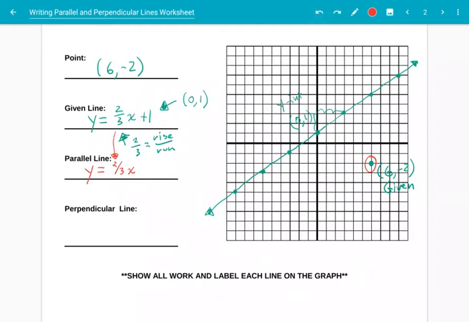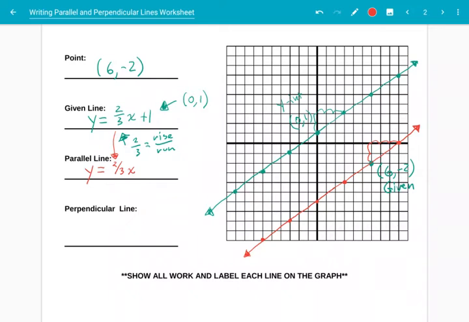So we'll draw that circle. I'm going to go up 2 from there and over 3. So there's that one. And then down 2 and back 3, down 2 and back 3, down 2 and back 3. And here is the parallel line to the given line. Look at that. And never the two shall meet.